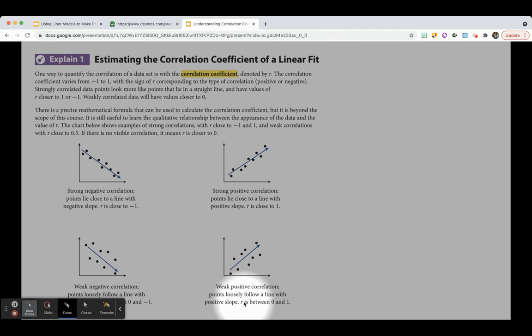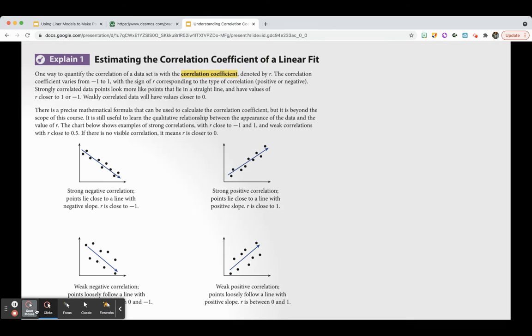So the R is still going to be a positive number, but it's going to be between 0 and 1 and probably closer down to that 0 side. Okay, so let's take a look at some of these and really apply them.